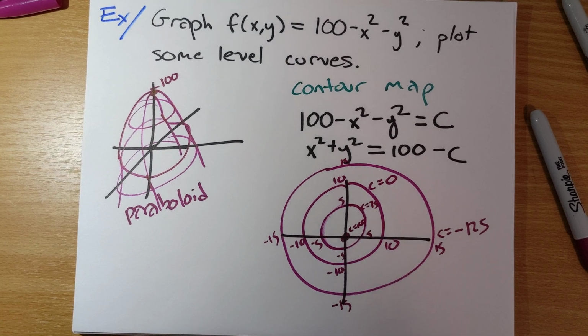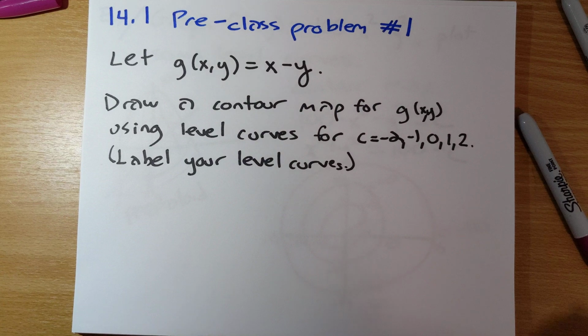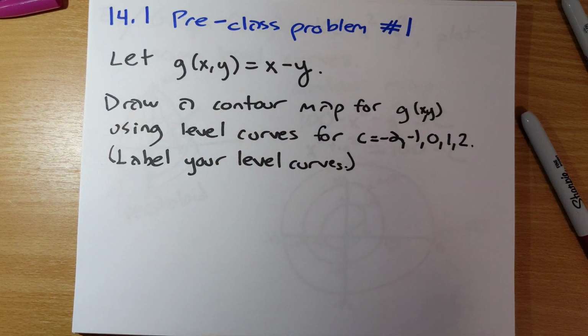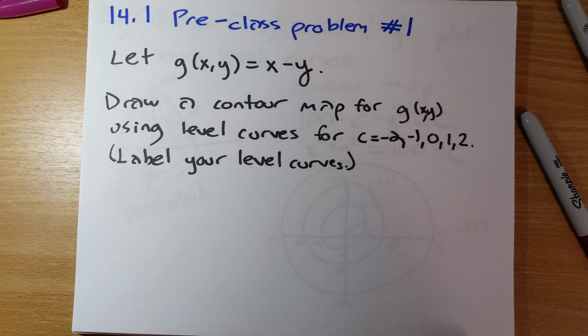Okay, so let's wrap this up with our first pre-class problem for this section. Let g of x, y be x minus y. Draw a contour map for g of x, y using level curves for c equal to -2, -1, 0, 1, and 2. Make sure you label your level curves.